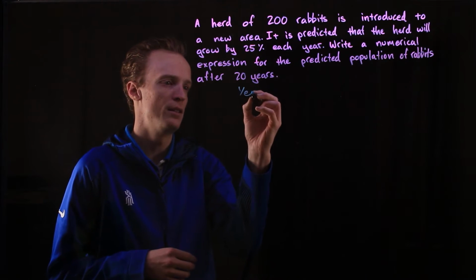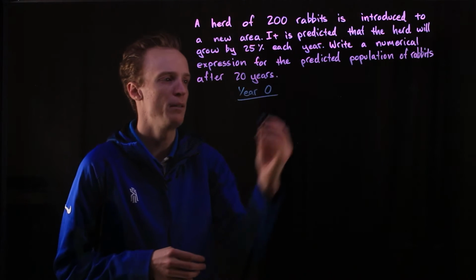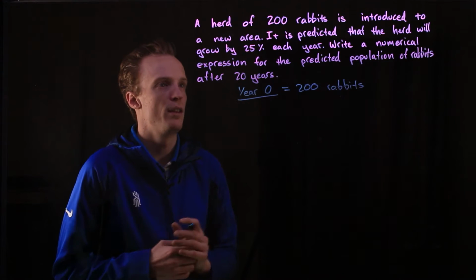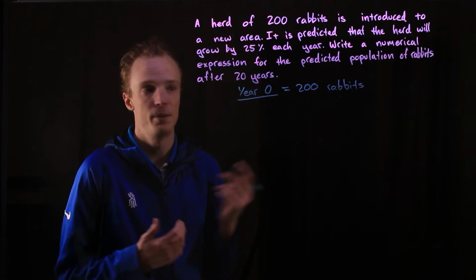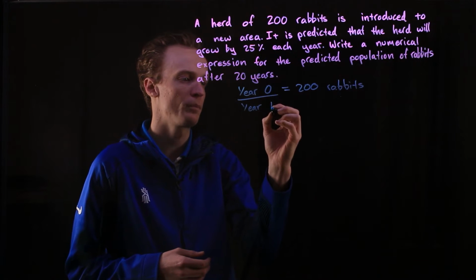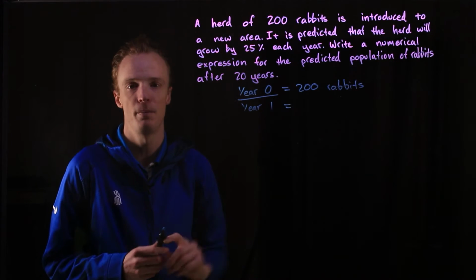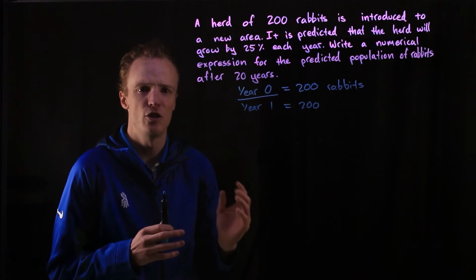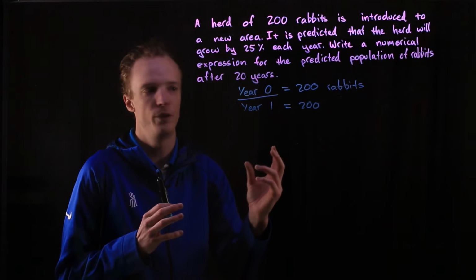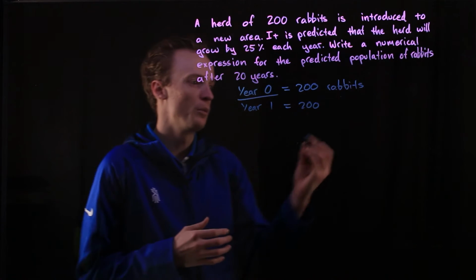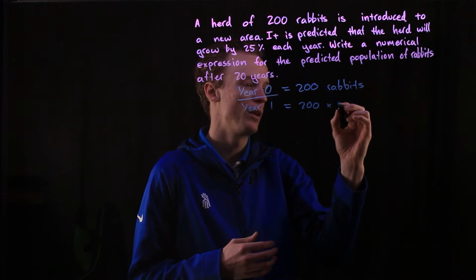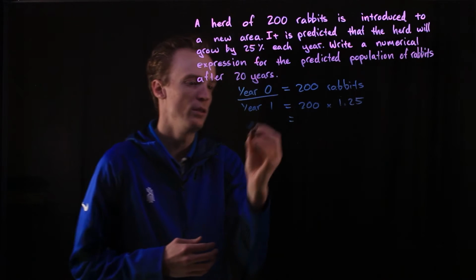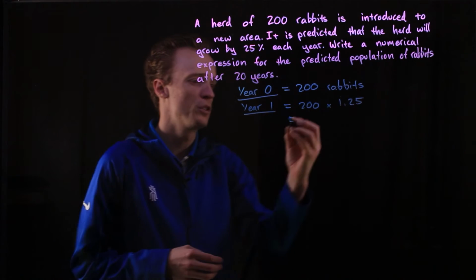Let's look at year 0. Year 0 being right now, how many rabbits are there? Well, there's 200 rabbits. Now, we know that the population of rabbits is going to increase by 25% each year. So at year 1, we're going to have our initial population, our year 0 population of 200, but we're going to increase it by 25%. So essentially what we're going to have is 125% of the population that we had at year 0. So to work that out, we would need to multiply by 125%, or multiply by 1.25. Now, when we do that, we will find that we've got approximately 250 rabbits.